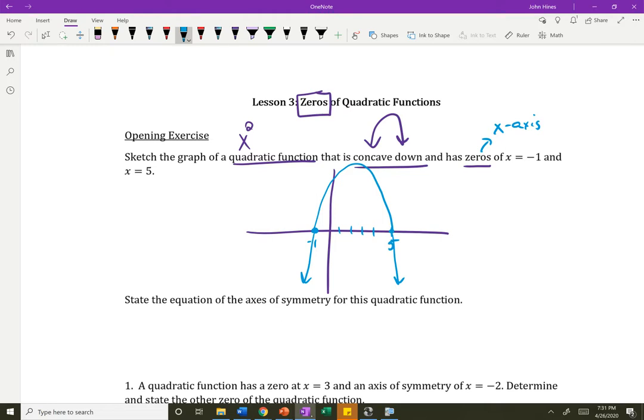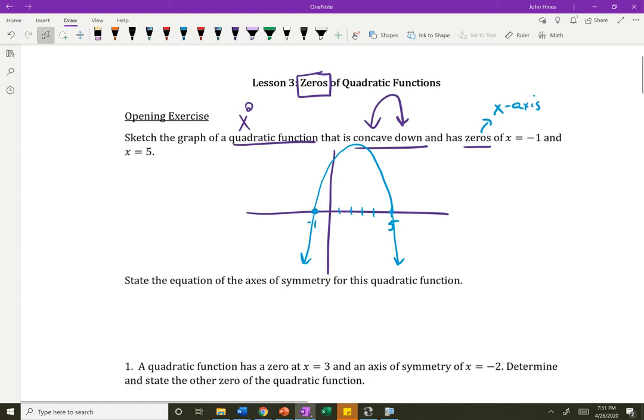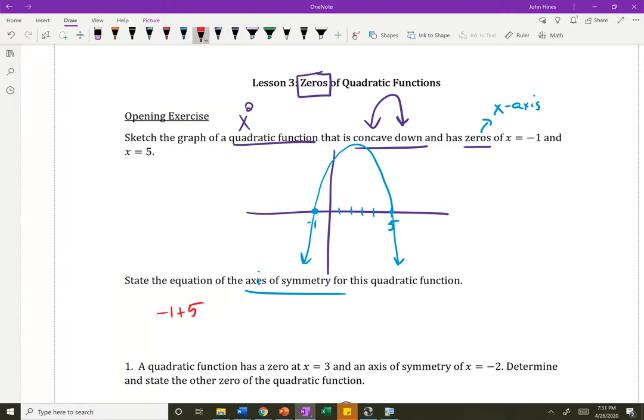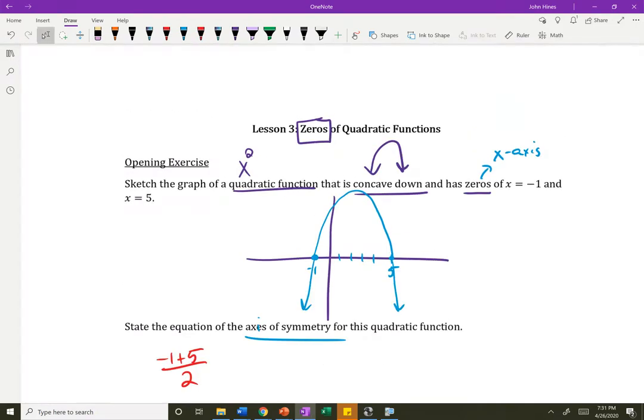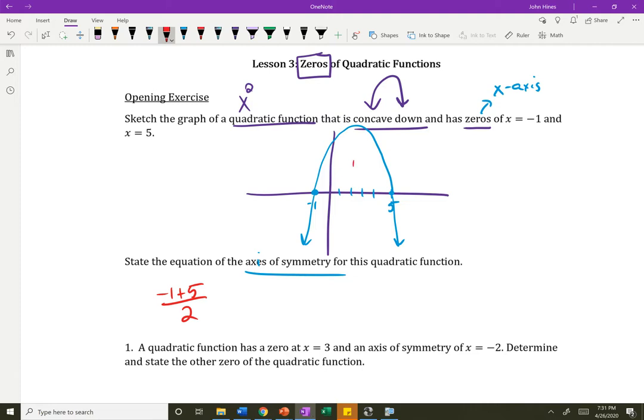So state the equation of the axis of symmetry. So the axis of symmetry is that line passing through the middle. And the way that we get that is we average our zeros. I add my zeros together and cut it in half. I average my zeros. So -1 plus 5 divided by 2 is 2. It's a vertical line. It's x equals 2. There's my axis of symmetry.